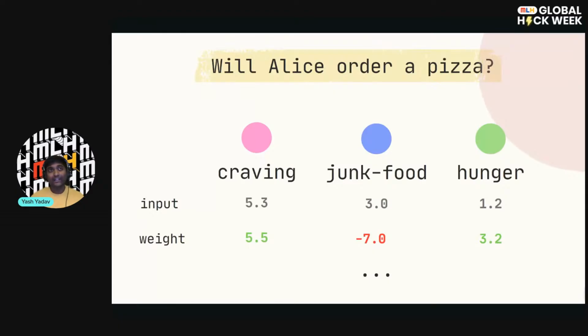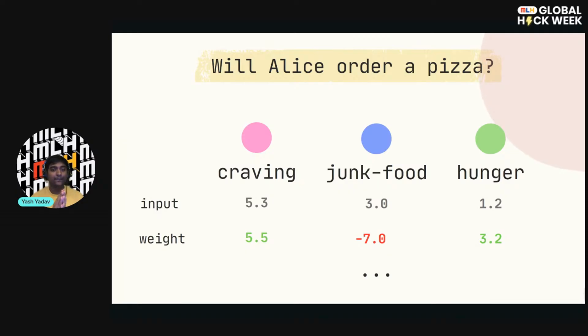And then for Alice, each one of these inputs is not going to be of the same importance. So maybe Alice puts more importance on cravings than she does on junk food, or maybe she puts more importance on junk food than she does on hunger. So with that, we're able to introduce another metric, which is weight. And weight is essentially a measure of the importance of each input. So weight isn't restricted to 0 to 10. It can be anything. It can be negative, it can be positive. It is essentially telling us how important that particular input is in the consideration of the output, right?